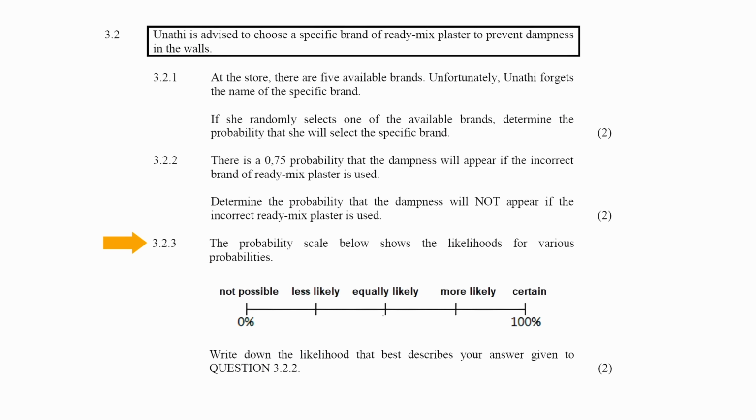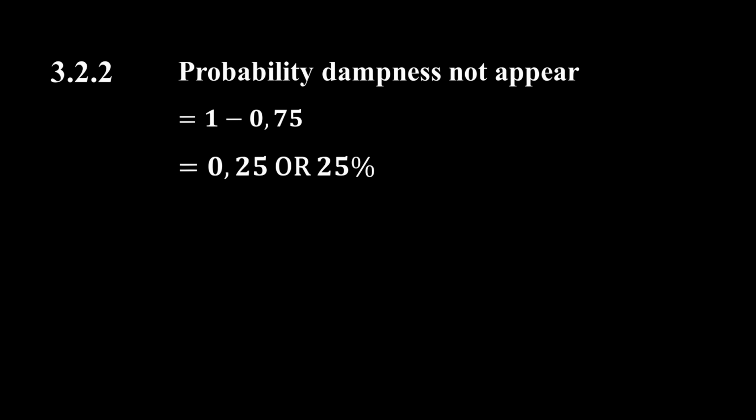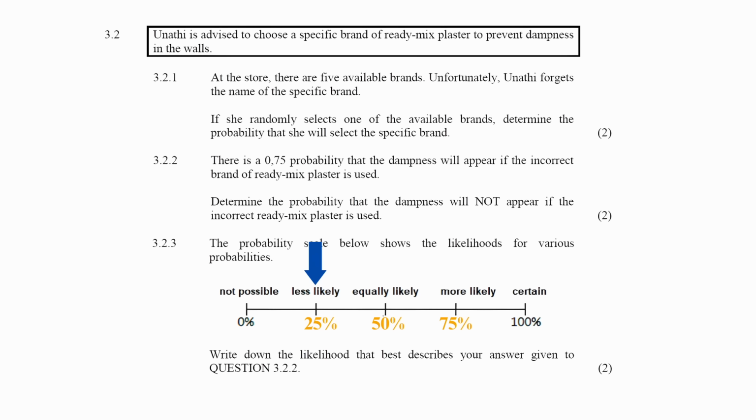In question 323, it is stated that the probability scale below shows the likelihood for various probabilities. You have to write down the likelihood that best describes your answer given in question 322. On the probability scale, the omitted percentages on the scale are these, and the answer to question 322 was 0,25 or 25%. So the likelihood that best describes the answer given in question 322 is less likely.